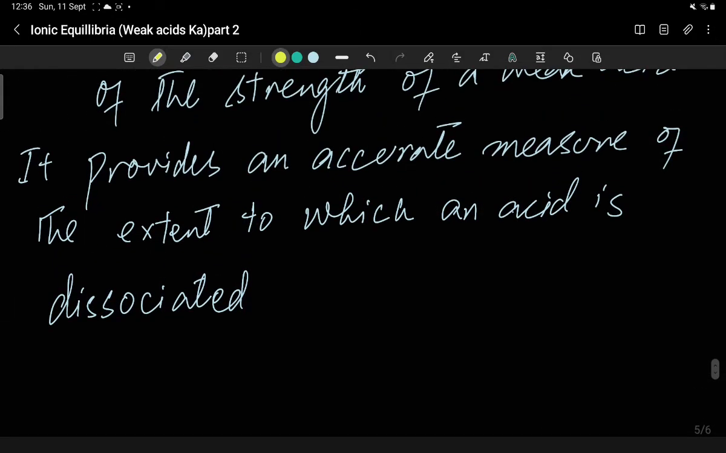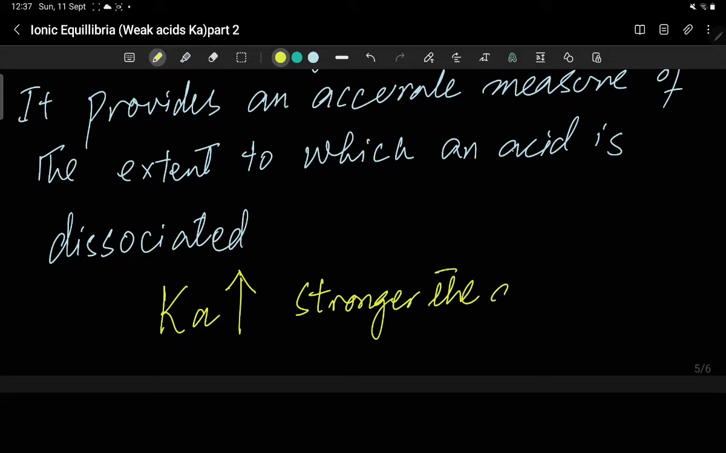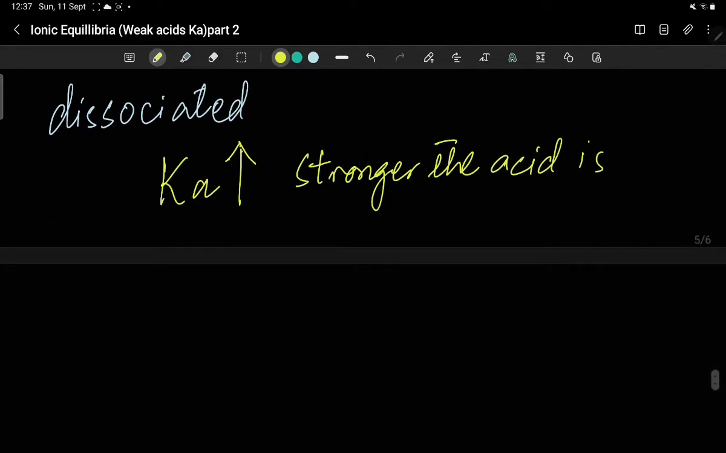So we can identify the strength of an acid by given Ka values. The larger the Ka, the stronger the acid is. And the lower the Ka, the weaker the acid.